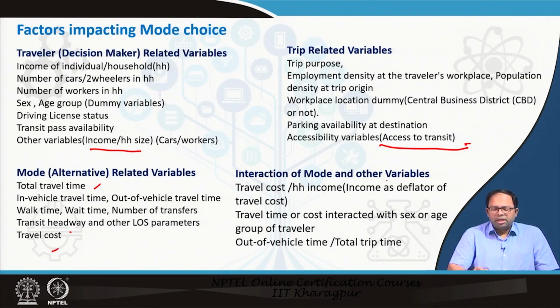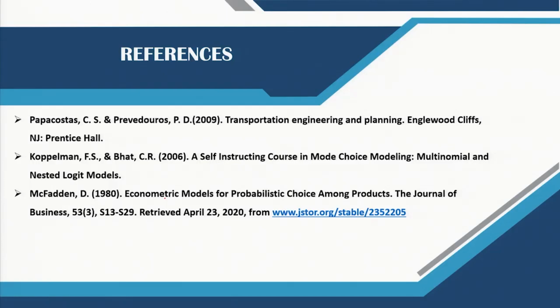Interaction terms of mode and other variables could be travel cost by household income, income as a deflator of travel cost, travel time or cost interacted with sex or age group of the traveler, or out-of-vehicle travel time divided by total trip time. So, these are the different interaction terms that could also be used. Many of these variables are common for all the modes, some of them are specific to certain modes. For example, out-of-vehicle travel time would probably be considered only for transit, but for car we can also consider it, with a very small value. So, these are some of the references that you can consider.